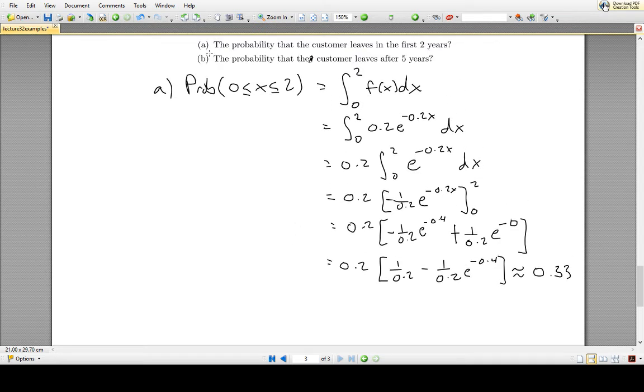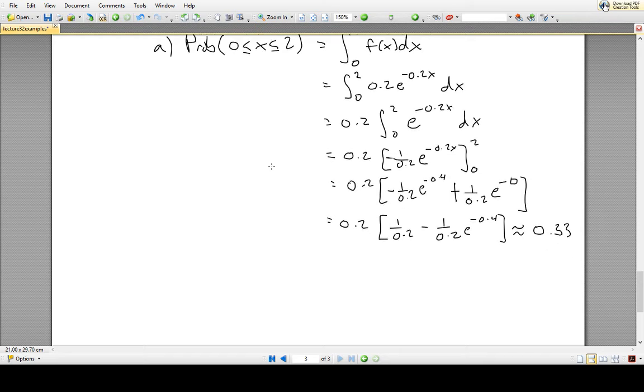Okay, so part B says, what is the probability that the customer leaves after 5 years? This is kind of strange because we don't really have endpoints here. We're saying, well, anytime after 5 years. So that's the probability of our random variable taking on a value that is bigger than or equal to 5. So we certainly know that this should be the integral starting at 5. But what should the integral end at?